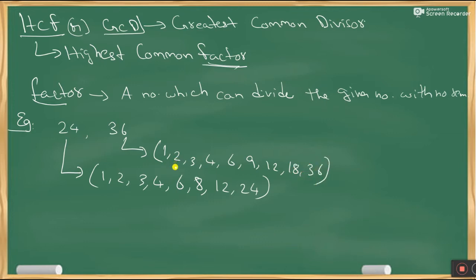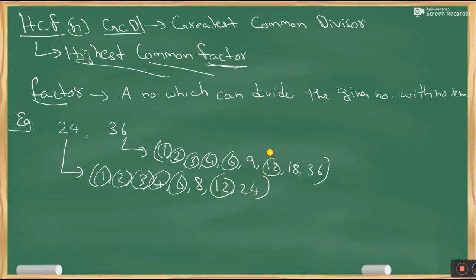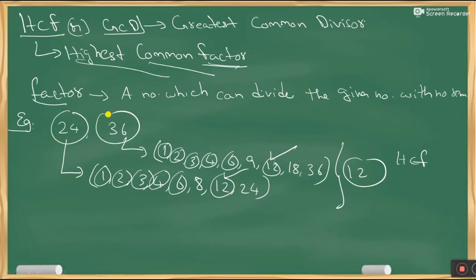Okay. Now I have factors of 24 in front of me and I have factors of 36. Now see what the common factors are: 1, 2, 3, 4, 6, and 12. That's it. Now which is the highest common factor? If I say 12 is the highest common factor, that is the HCF of the two numbers 24 and 36. This is what HCF stands for and this is what HCF means.